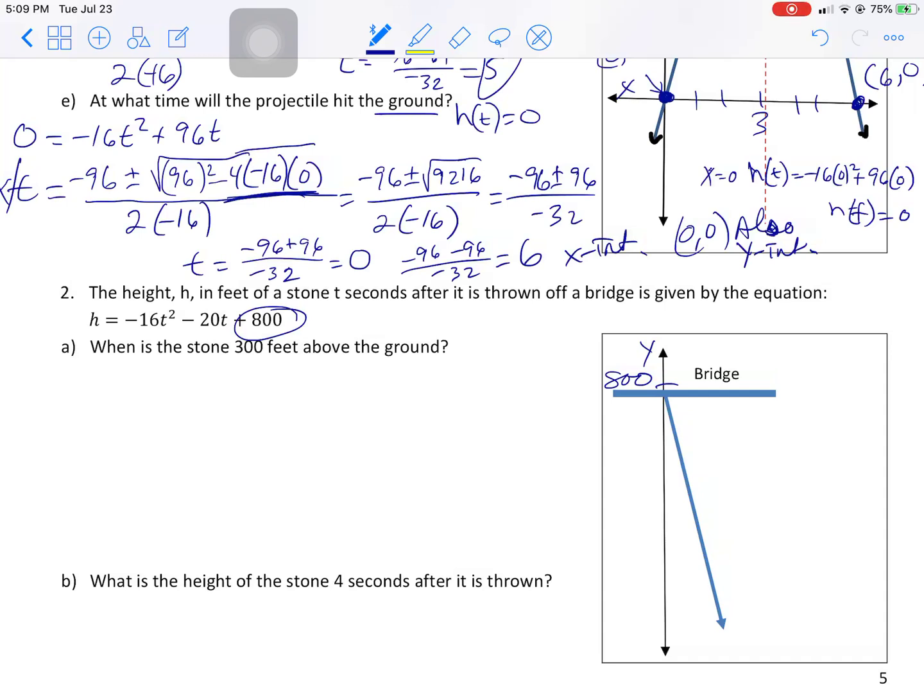When is it at 300? So it needs to solve for t. That means h is 300, is what they're giving you. So 300 equals negative 16t squared minus 20t plus 800. I need 0 on one side, so I need to move this over.